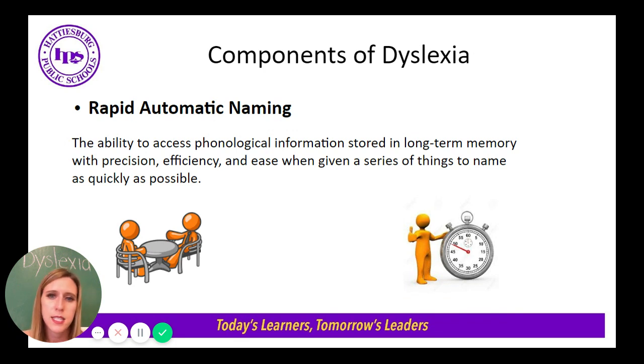However, people with dyslexia don't just struggle with automatic naming of words. It could be numbers, colors, pictures. You have to remember their brain is on override, making it more difficult to name things in a rapid pattern.